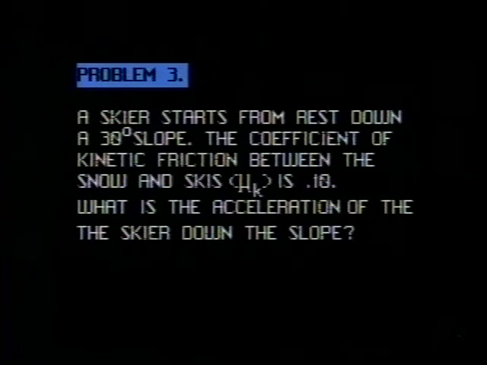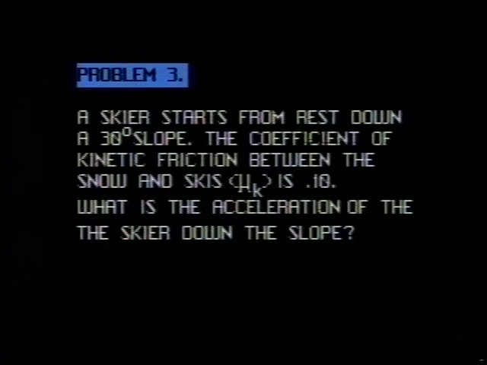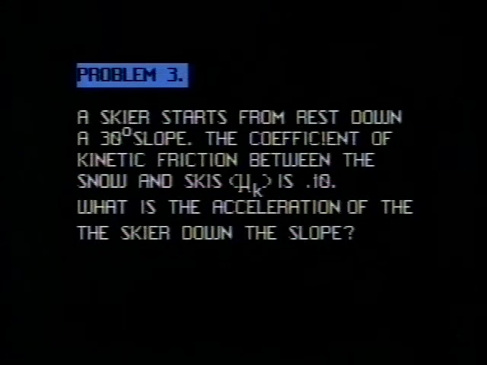Problem number 3 reads: a skier starts from rest down a 30-degree slope. The coefficient of kinetic friction between the snow and skis, mu sub k, is 0.1. What is the acceleration of the skier down the slope?